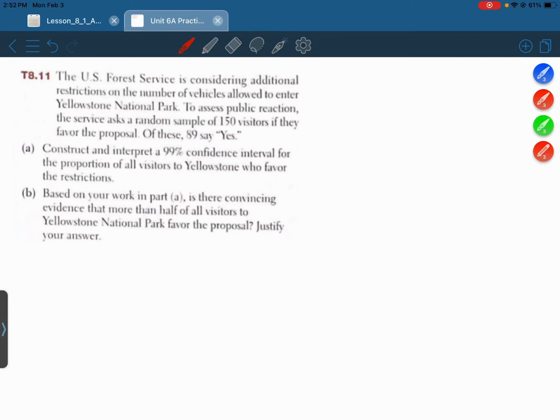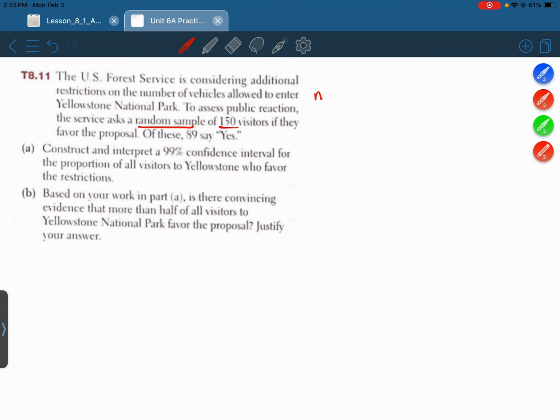T8.11. The U.S. Forest Service is considering additional restrictions on the number of vehicles allowed to enter Yellowstone National Park. To assess public reaction, the service asks a random sample of 150 visitors if they favor the proposal. Of those, 89 say yes.